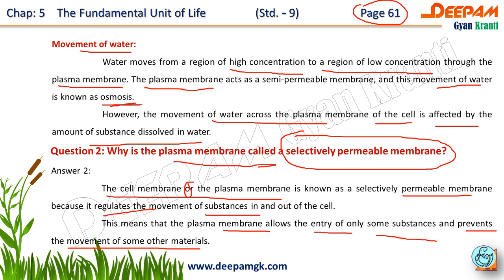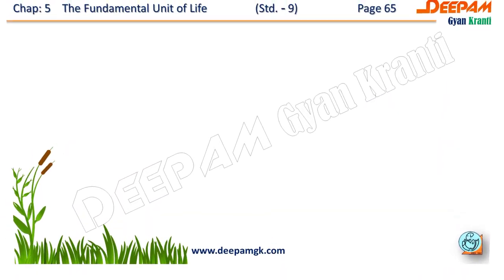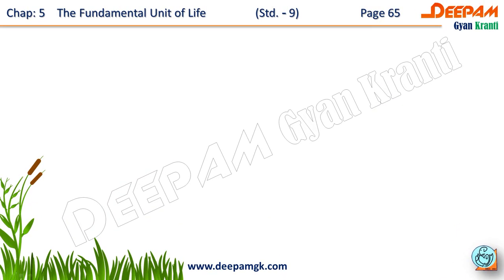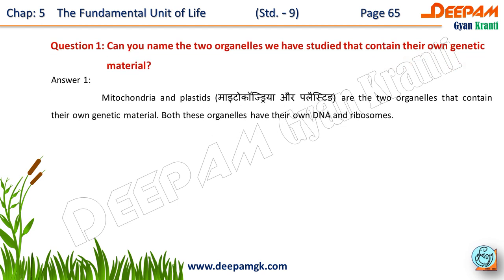Okay, now the next question. This question is given on page number 65, and the question is: can you name the two organelles we have studied that contain their own genetic material?